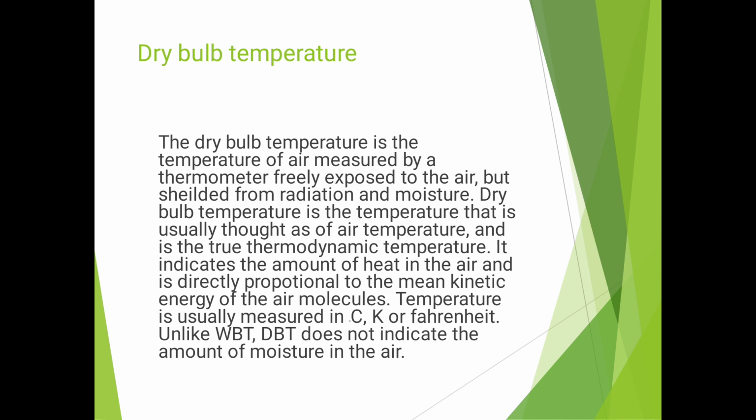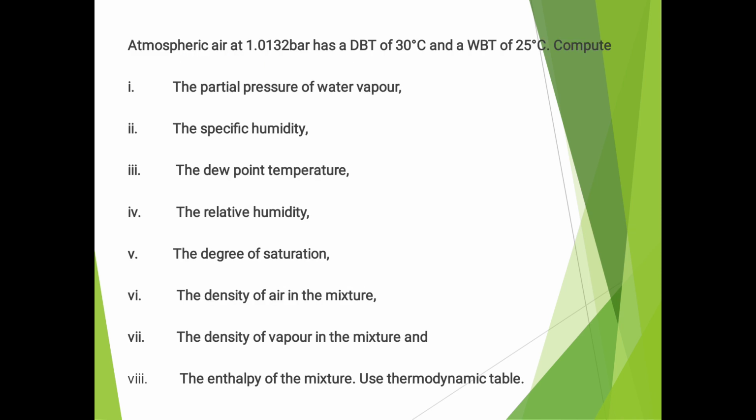Unlike wet bulb temperature, dry bulb temperature does not indicate the amount of moisture content present in the air. Let us solve a problem regarding this. Atmospheric air at 1.0132 bar has a dry bulb temperature of 30 degrees Celsius and a wet bulb temperature of 25 degrees Celsius. We have to determine the partial pressure of water vapor, specific humidity, dew point temperature, relative humidity, degree of saturation, density of air in the mixture, density of vapor in the mixture, and enthalpy of the mixture using the thermodynamic tables.